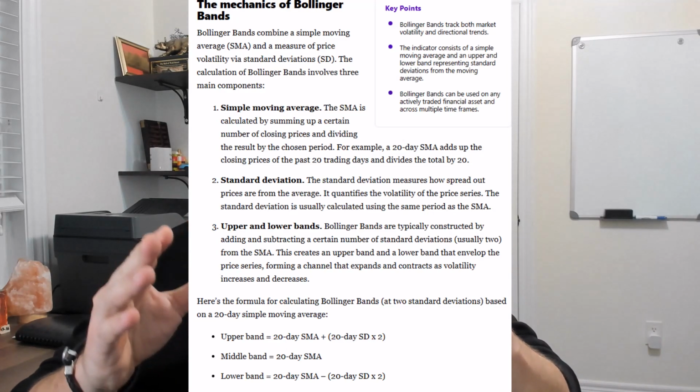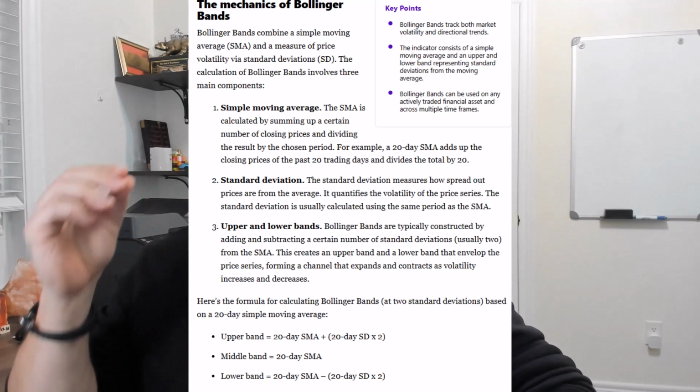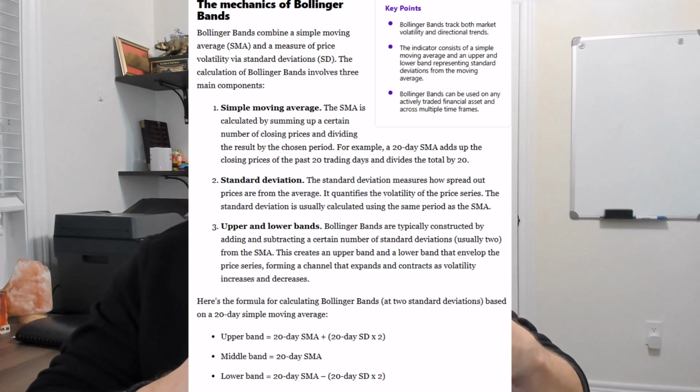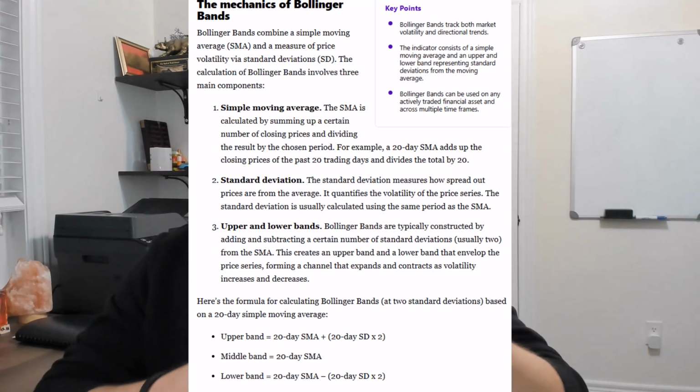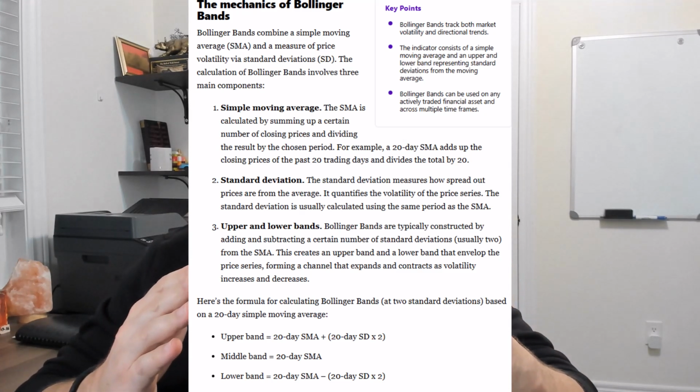In a nutshell, what is the Bollinger Band indicator? The midline of the Bollinger Band is a simple 20 moving average, and on top of that it applies the standard deviation on the upper and the lower band. This deviation basically measures how the prices spread out of the average, the chosen average, in our case the 20 moving average. Okay, and you can see the formula for this indicator right here.